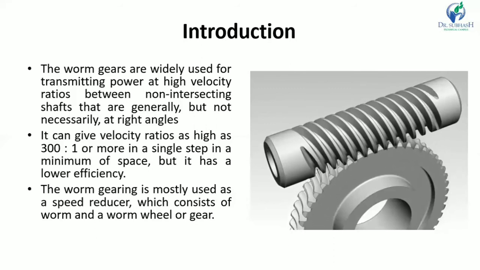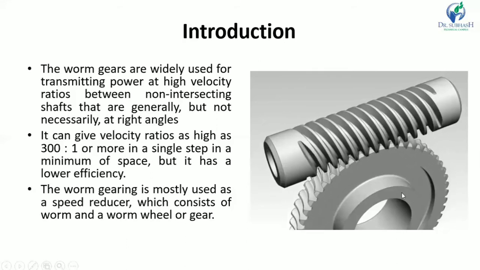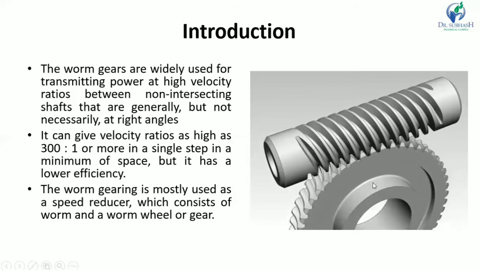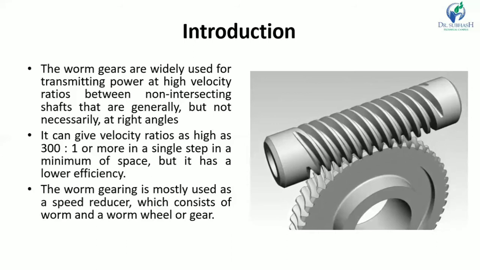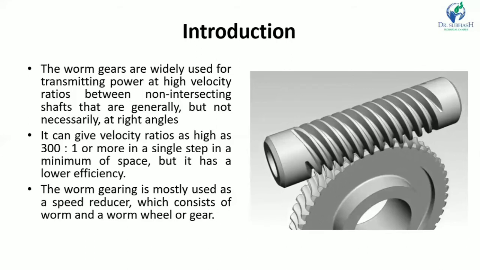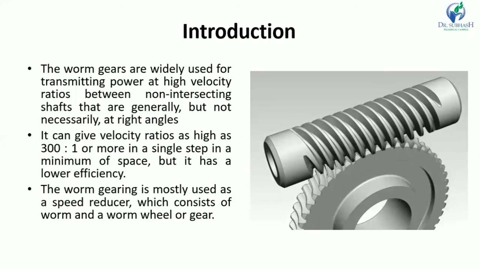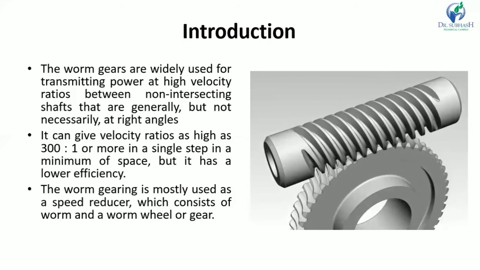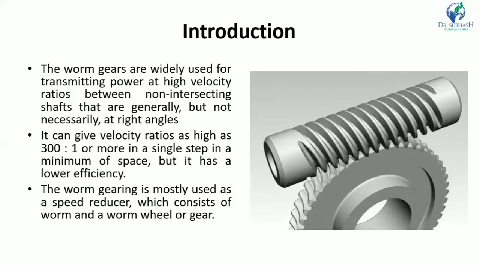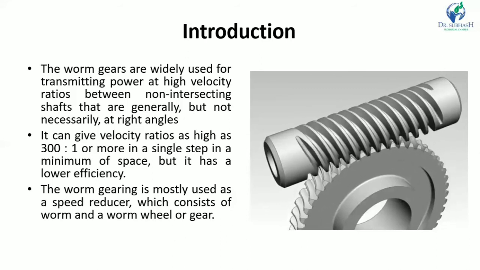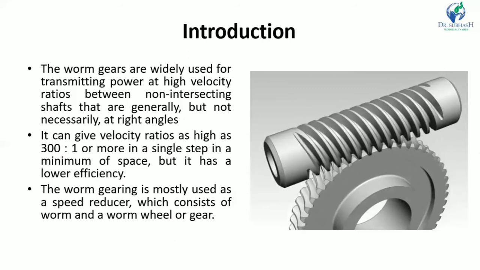And the worm wheel, the mating gear, here you can see this mating gear, is known as the worm wheel or worm gear, and which is generally a driven member. It's similar to the helical gear, with a face curved to conform to the shape of the worm. And this worm is generally made of steel, and the worm gear is made of bronze or cast iron for light service.